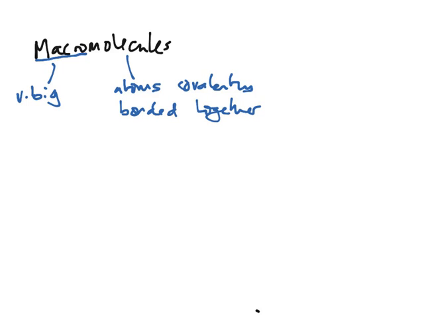The two that you really need to be aware of are diamond and graphite. Okay, so we're going to have a look at diamond first. Diamond is made only of carbon, and actually diamond and graphite both are only made of carbon.